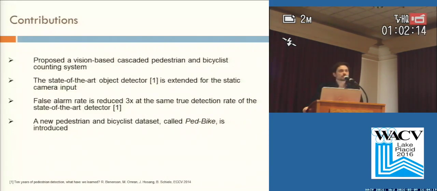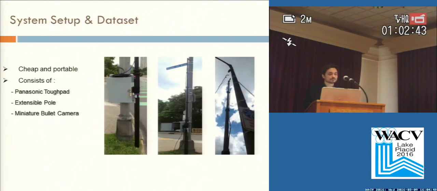In this paper we proposed a vision-based cascaded pedestrian and bicyclist counting system, and we extended the state-of-the-art pedestrian detector method for static camera input, and we improved the false alarm rate of this detector at the same true detection rate by 3x, and we also introduced a new pedestrian and bicyclist dataset called the PetBike dataset.